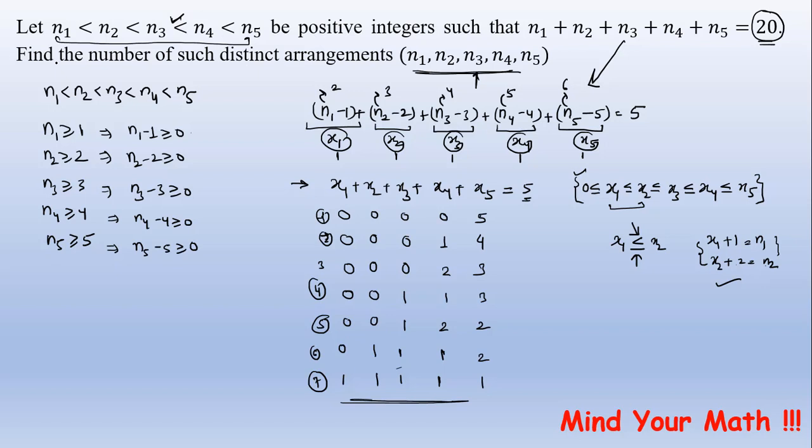So how many such distinct arrangements exist? There are 7 distinct arrangements. So the answer will be equal to 7. It was a pretty nice problem, very nicely designed, with very little calculation. You only have to apply the logic of basic numbers.